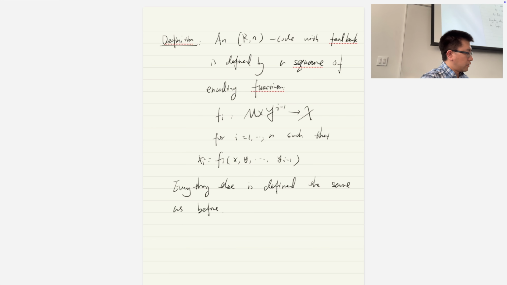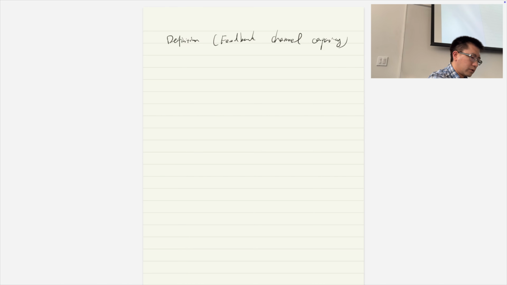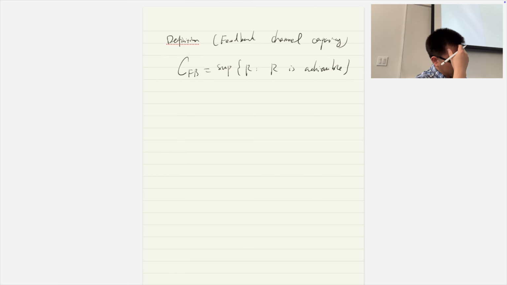Okay, very good. Now the question is, we can define the same capacity. So let's define the capacity here. The feedback channel capacity, we call this C_FB, the feedback capacity, is the supremum of all R such that R is achievable. Okay, so that'll be it.